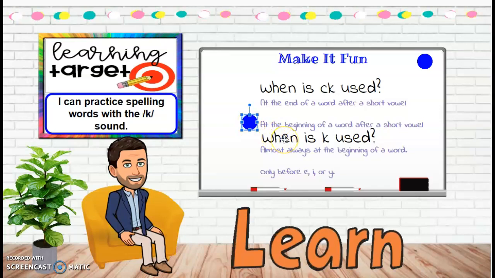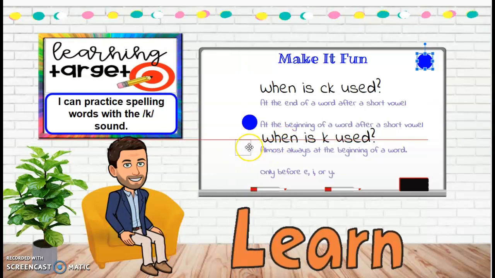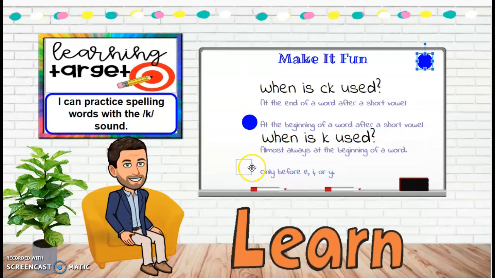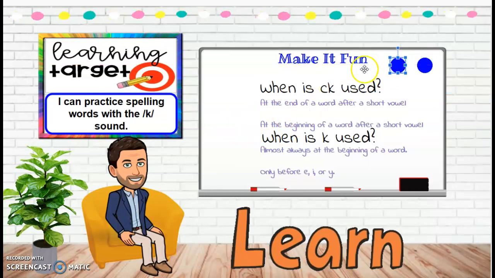And then I'd ask you the second question, when is K used? You're going to take this second dot and put it in front of the one that's correct. Okay? This one or this one. Put those back up there.